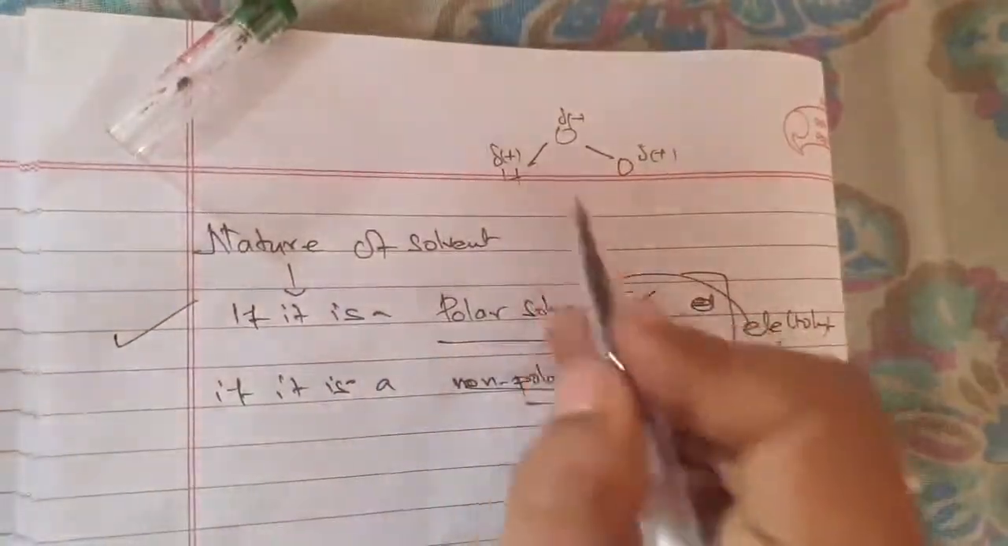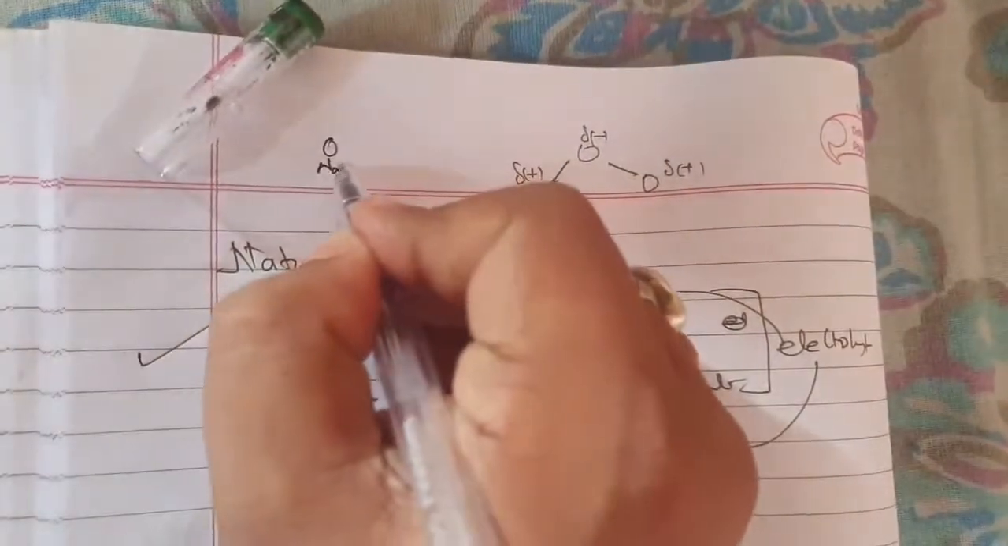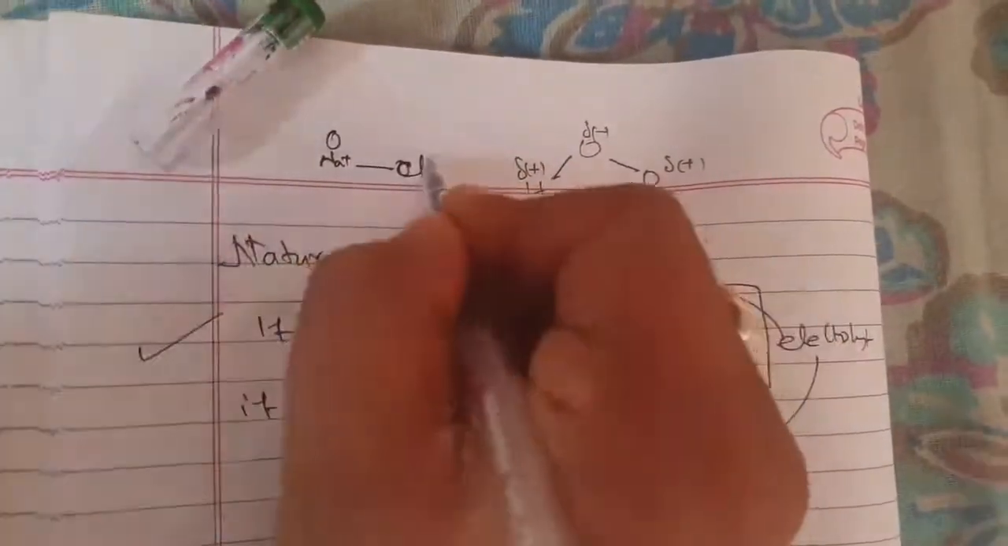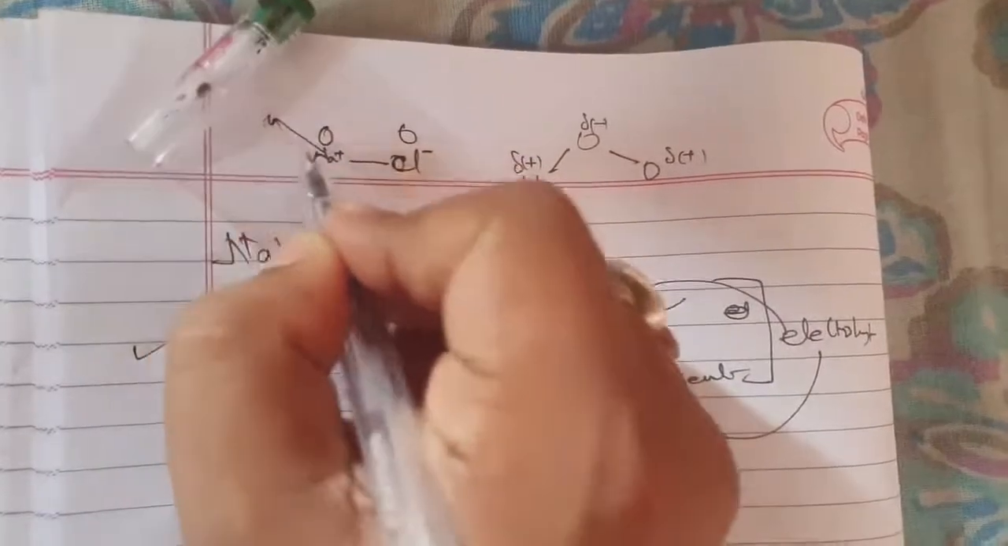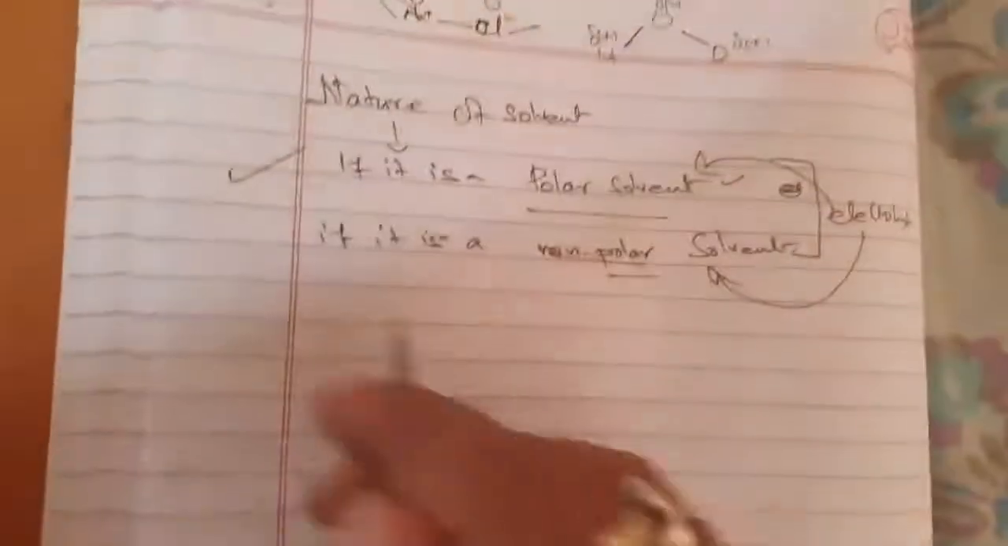Because it has charges, it will try to pull them apart, as I explained earlier. Suppose there is Na plus and Cl minus, so if it is a polar solvent, it will start pulling more. Yes or no? So that is the nature of the solvent.